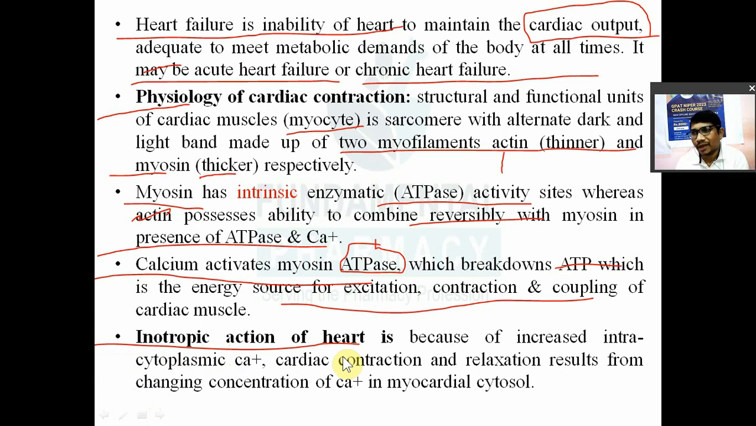What is preload? Ventricular end diastolic pressure. Whatever blood comes to the ventricle, that pressure is nothing but the ventricular end diastolic pressure, that is preload. Cardiac output is a function of preload, then myocardial contractility, then afterload. What is afterload? Ventricular tension during ejection. It is a resistance to the blood. Like the resistance that arteries offer, that is also afterload. And whatever blood comes to the heart through the veins is known as preload.